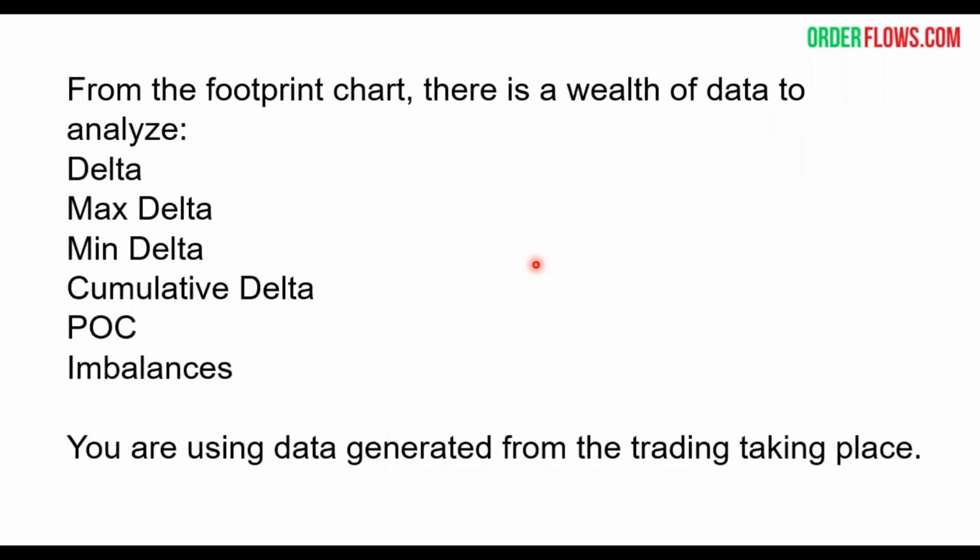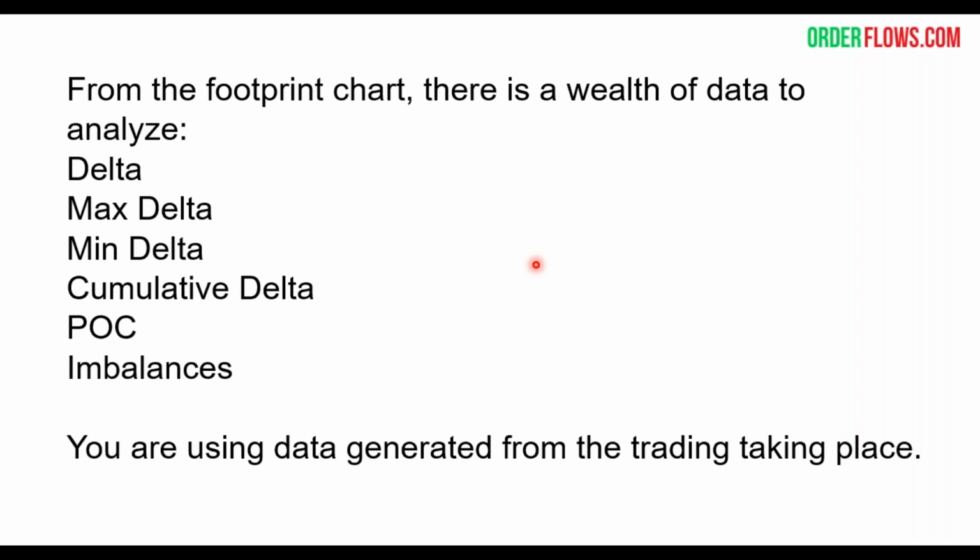Now, within the footprint chart, the way you categorize the data going through is going to give you a lot more data points to analyze. There's delta, which is the difference between aggressive buyers and aggressive sellers. It's one thing to say there's aggressive buyers here and aggressive sellers, but you want a way to put it in an easy to read format, and that's what delta is. Now, you also have max delta and min delta. Max delta is how strong the aggressive buyers were at one point in a bar. Min delta is how strong the aggressive sellers were in the bar.